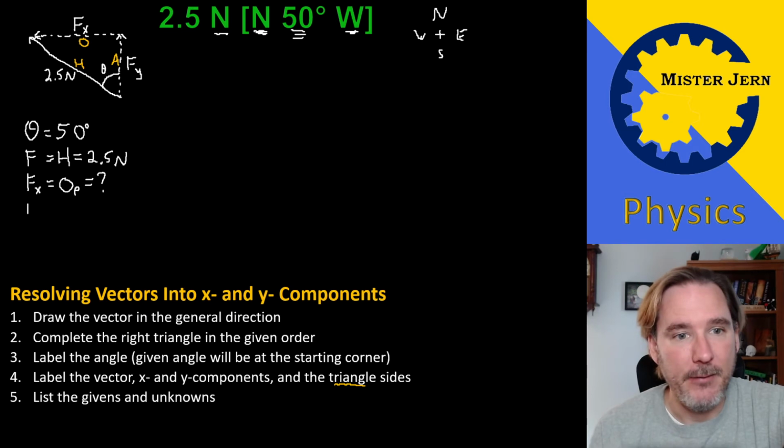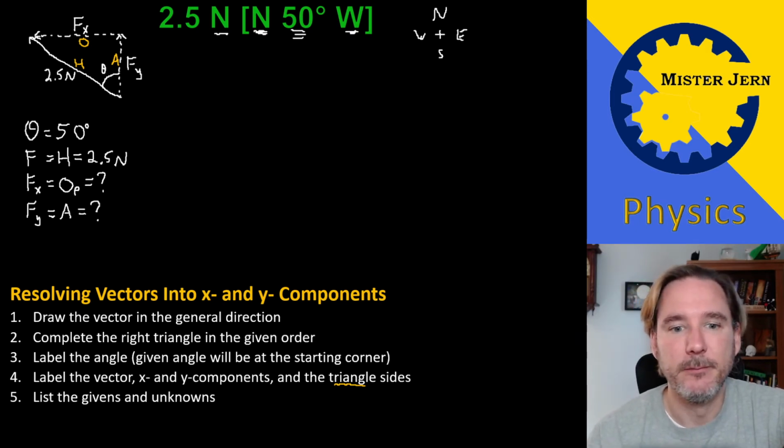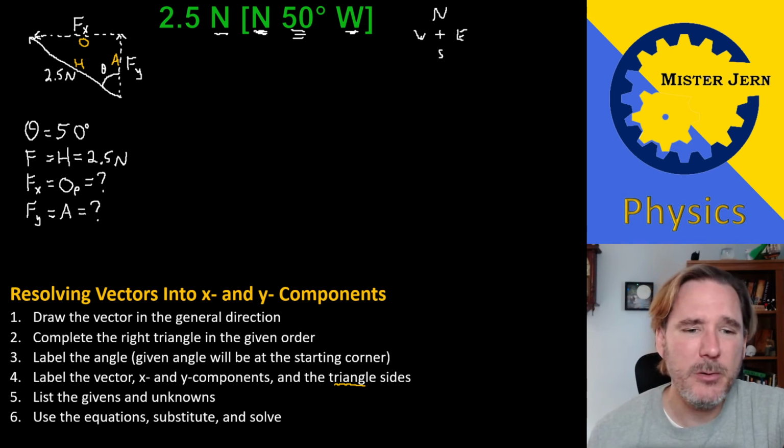The other one, Fy, is going to be the adjacent side of this triangle from where we drew earlier. And again, you got to get this part right. And that is going to be the other unknown. Done. We listed the givens and the unknown. Now I'm going to use the equations, substitute, and solve.